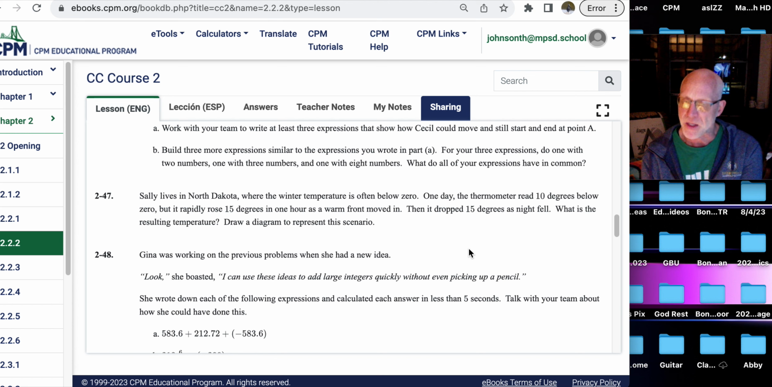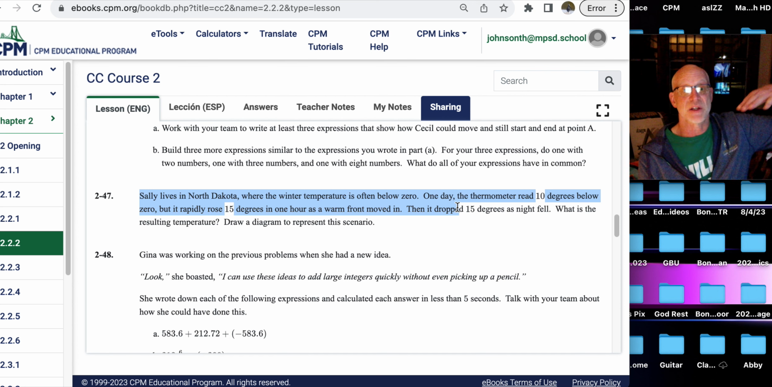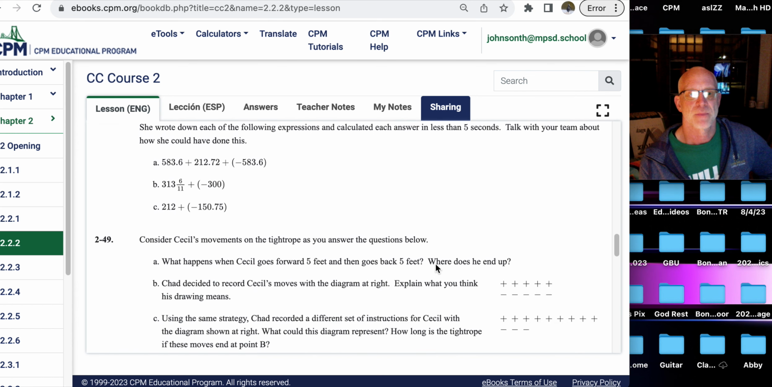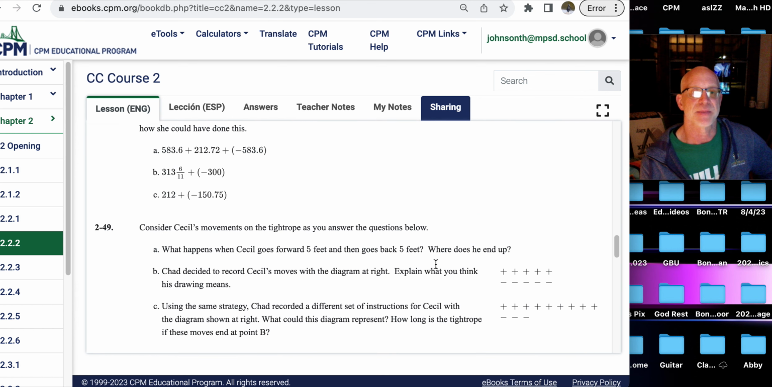Someone's going to read it. We're going to think about it for a minute and then share with our group. Sally lives in North Dakota where the winter temperature is often below 0. One day the thermometer read 10 degrees below 0, but it rapidly rose 15 degrees in 1 hour as a warm front moved in. Then it dropped 15 degrees as night fell. What is the resulting temperature? Draw a diagram to represent the scenario. Then we're jumping to 249.